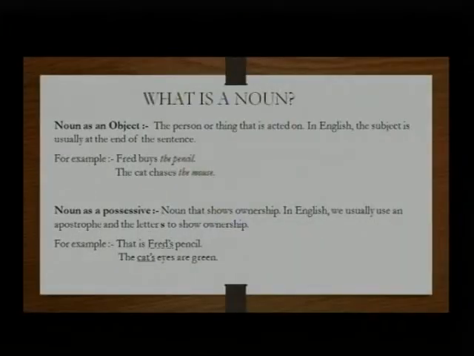So now let us see noun as a possessive. So let us see the slide here. Before I go ahead with noun as a possessive, let me show you the examples of noun as an object. Here we have Fred buys the pencil. So pencil is the noun. The cat chases the mouse. The cat is the subject noun. The mouse is the object noun.